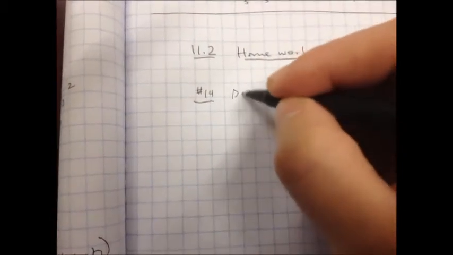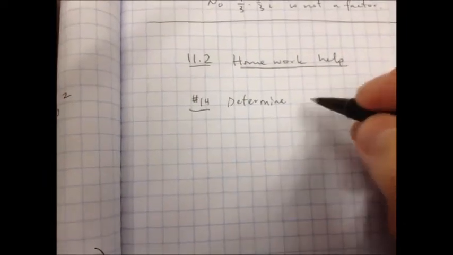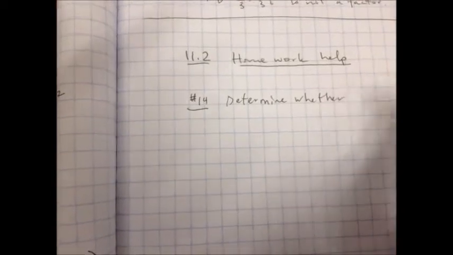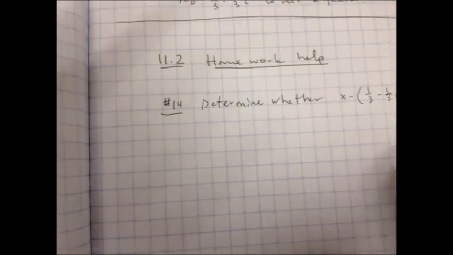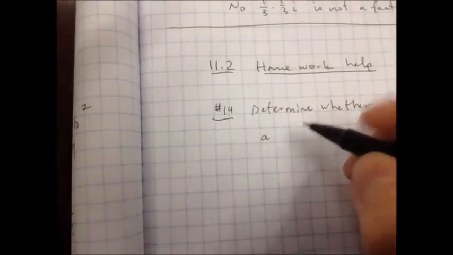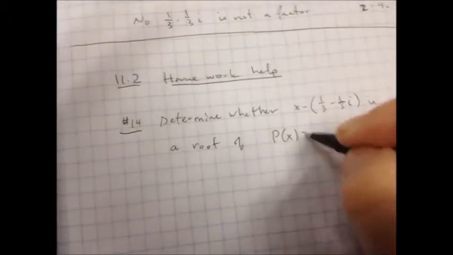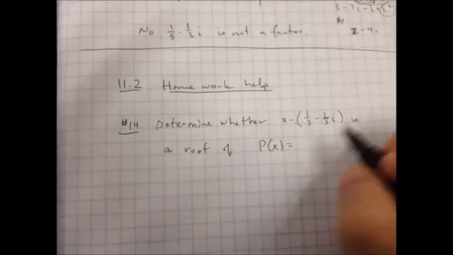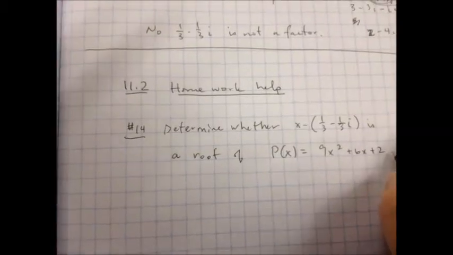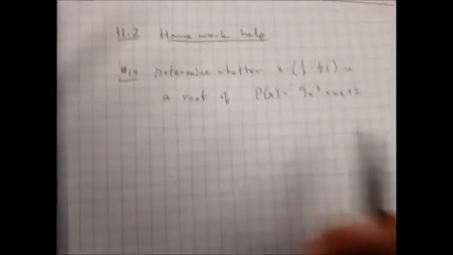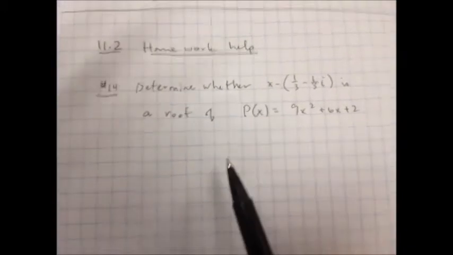And we want to determine whether x minus 1/3 minus 1/3 i is a root of p of x, which is equal to 9x squared plus 6x plus 2. Okay. So to do that, I notice that it's a linear term with x having a coefficient of 1, so I can use synthetic division.